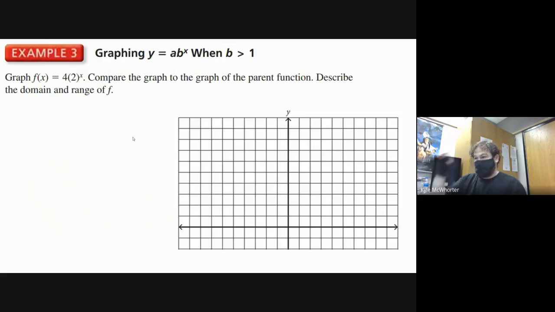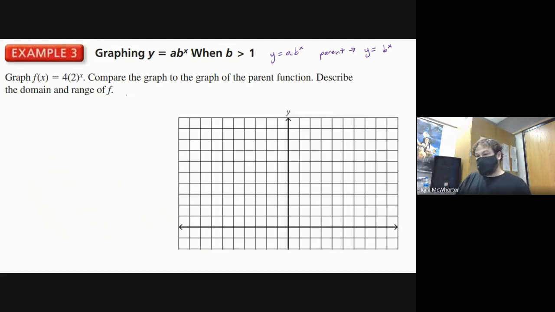So let's look at an example where we graph one, and then we want to compare it to the graph of the parent function. You remember, for the graph y equals a times b to the x, the parent function is y equals b to the x. It's just take away the a, or make a 1, to make it the parent function.